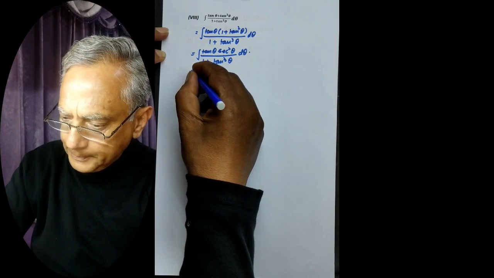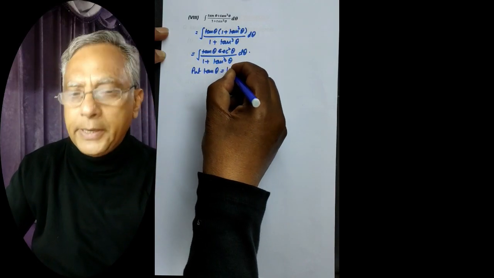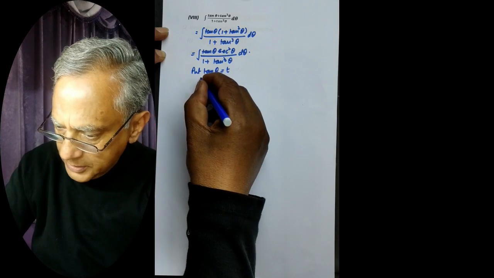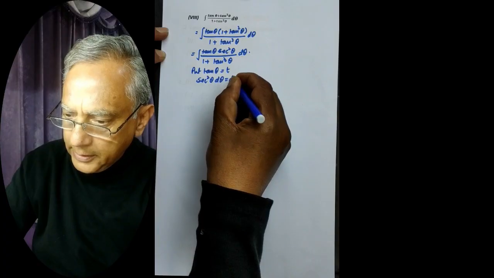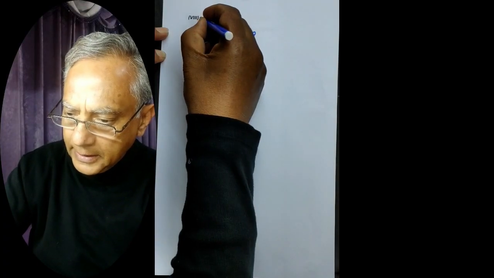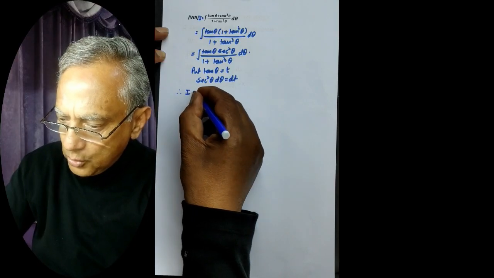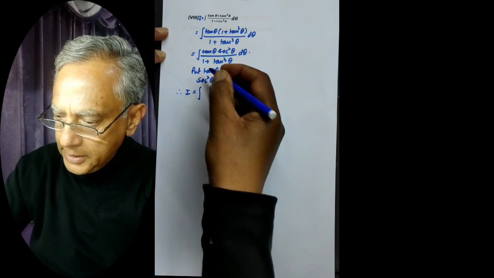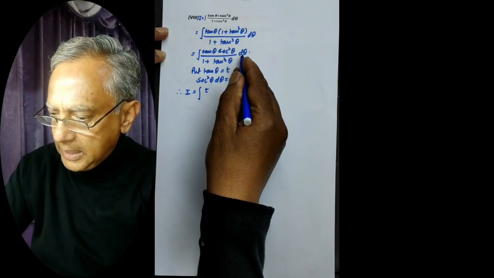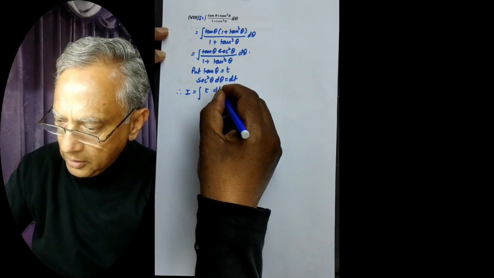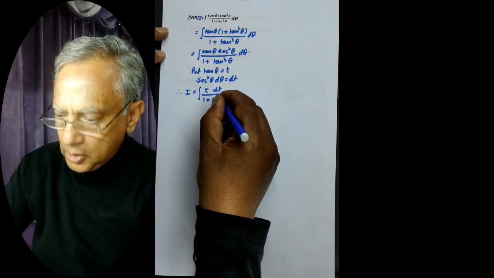So we put tangent of theta equal to t. So differential of tangent is secant square theta d theta is equal to dt. Let us call this integral as I. Therefore I is equal to integral tangent of theta, tangent of theta is t, and this is secant square theta d theta, this is dt, whole divided by 1 plus t cube.